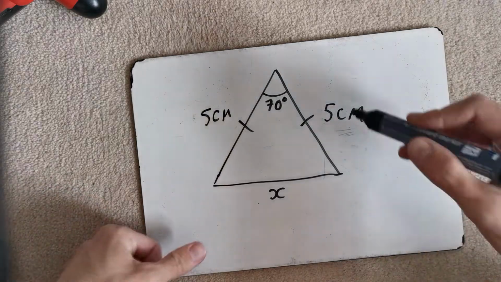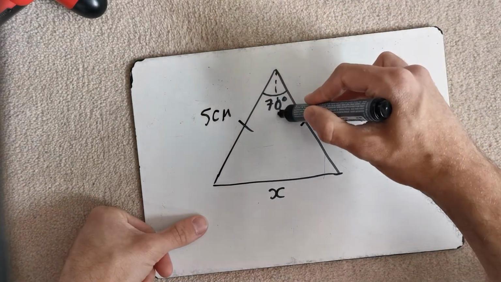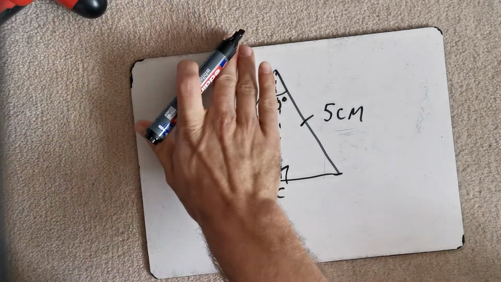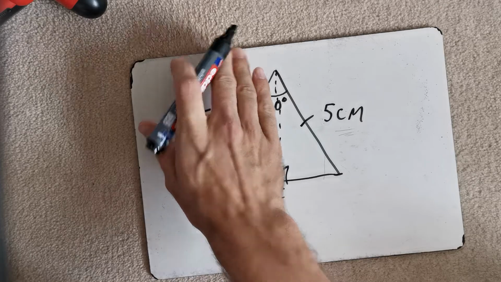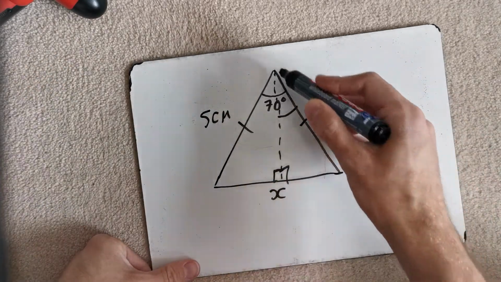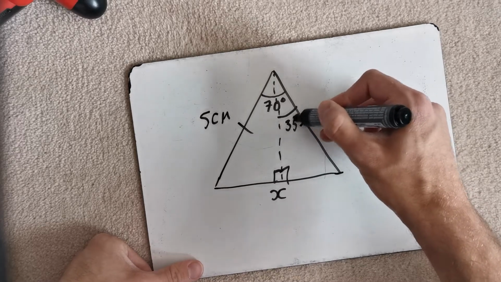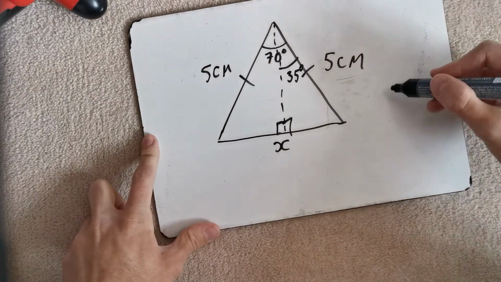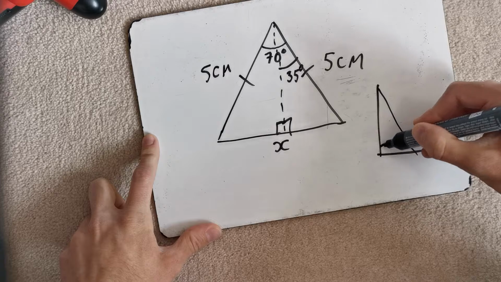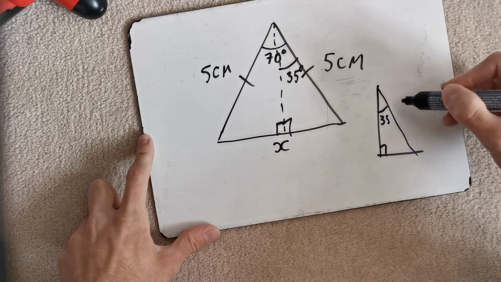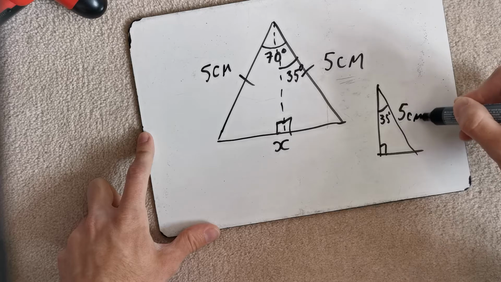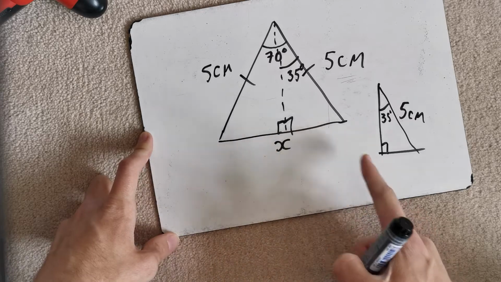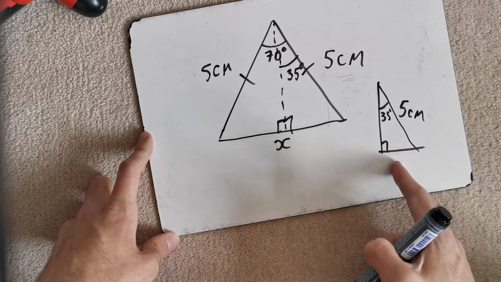With an isosceles triangle, you can split it directly down the middle to make 2 right angle triangles. So we can completely ignore one half and work this out. If it's split exactly down the middle, this angle here is half of 70, which is 35 degrees. I might just do a quick sketch down here so that it's a little bit clearer. So that's 35 degrees, that's 5 centimeters, and we're going to try and find out the base here. Of course, that's only half of it, isn't it? So we've got to factor that in at the end.